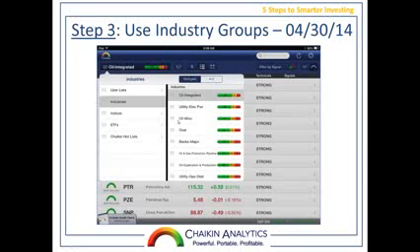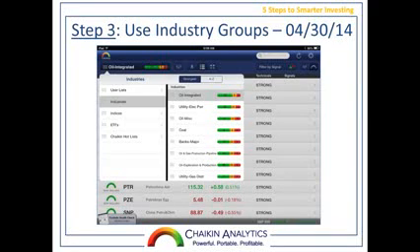So what we like to say is you can put the wind at your back by looking for the strongest industry groups, and this is supported by research that both Zacks and Investors Business Daily and William O'Neill have published over the years, that the strong stocks in the strongest industry groups outperform the weakest stocks in the weakest industry groups by a wide margin.